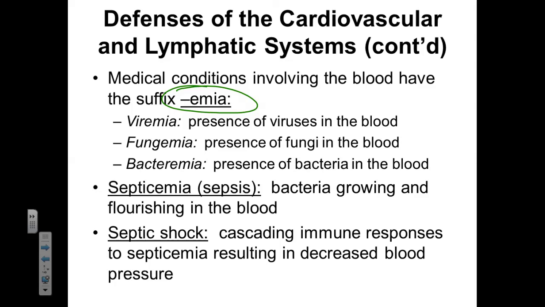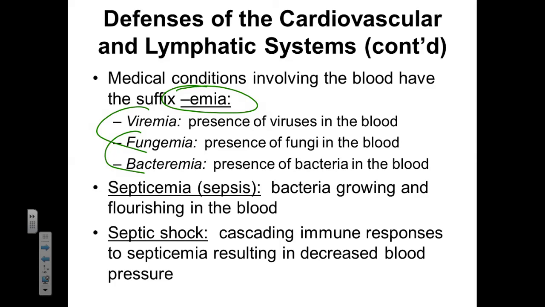Bacteremia is bacteria in the blood. Septicemia, generally speaking, is going to be referred to as bacteria growing and flourishing in the blood. Occasionally, we'll have viremia and fungemia causing microbial growth in the bloodstream, but generally, if that's occurring, it's not referred to as septicemia or sepsis. Bacteria growing in the blood has a special categorization of septicemia or sepsis.